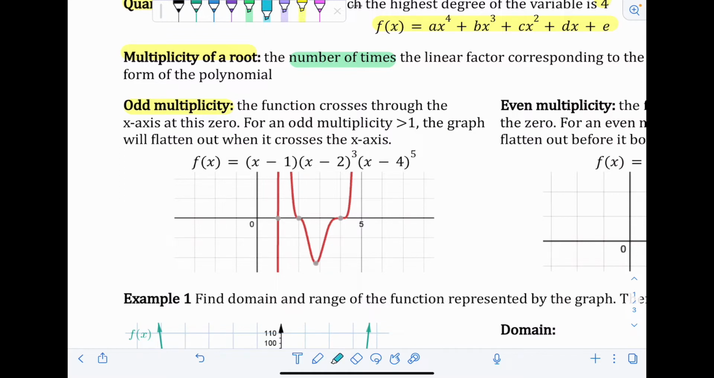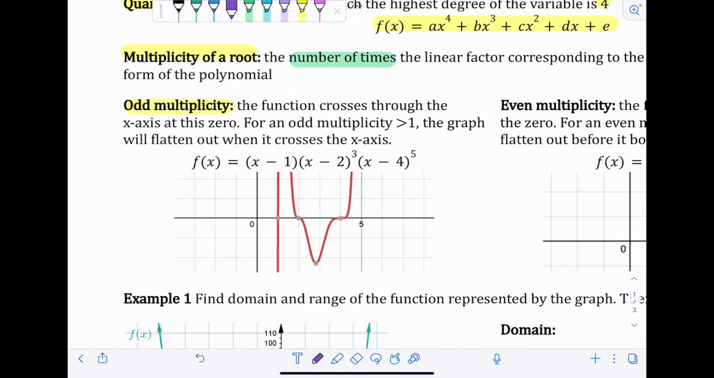So this function right here is not a cubic function, but it's a good one to look at to see what multiplicity does to the graph. I said cubic function, but it's not a quartic function either. It's neither of those types of functions, but it's a good one to look at what different multiplicities do.